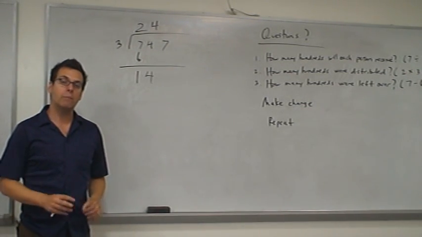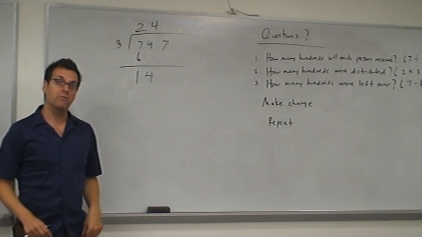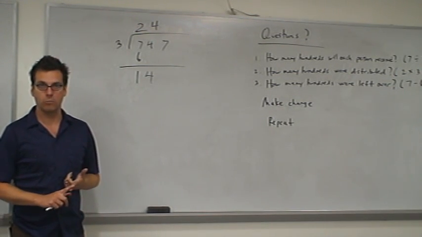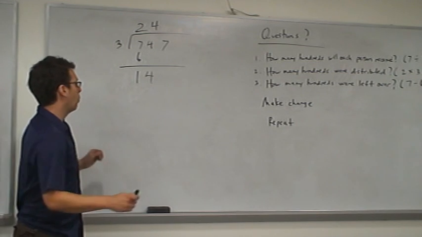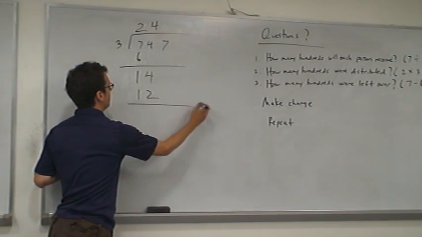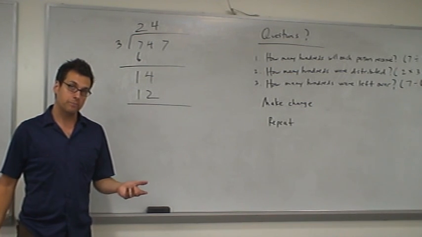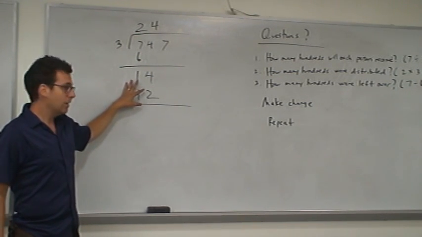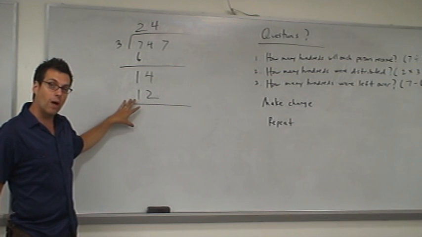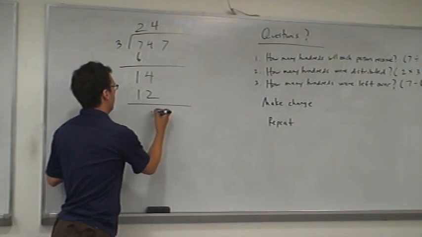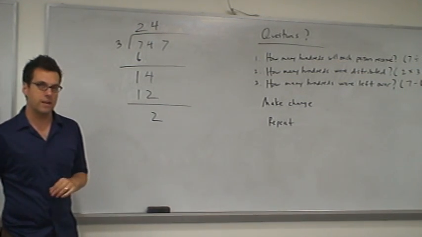We now need to know how many $10 bills were distributed. Well, if each of 3 people received 4 $10 bills, then 4 times 3, or 12 $10 bills were given away. And we finally need to see how many $10 bills we have left over. Well, if we started with 14 and we gave away 12, then we subtract 12 from 14 to find that there are 2 $10 bills left over.